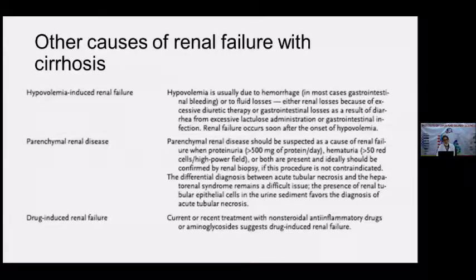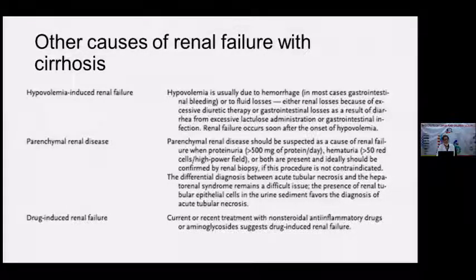Other causes of renal failure: hypovolemia-induced renal failure. Hypovolemia is generally due to hemorrhage or excessive fluid losses, either renal losses because of excessive diuretic therapy, or GI losses as a result of diarrhea from excessive lactulose administration or GI infections. Renal failure occurs soon after the onset of hypovolemia.